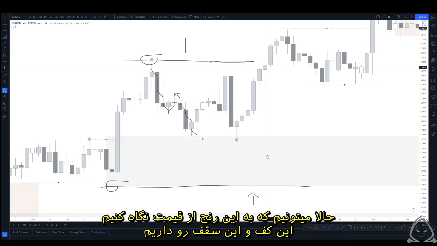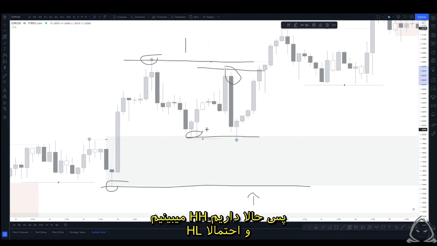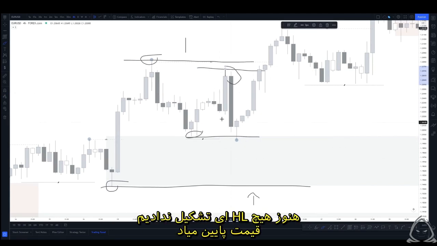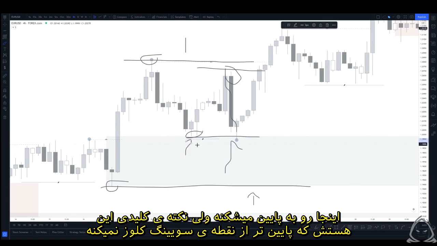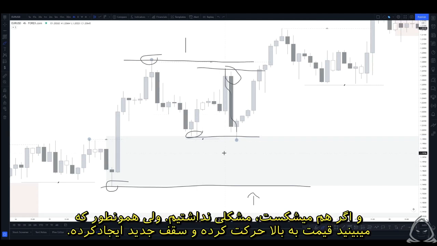So what we can then do is look at this range in price, because now we have our low and our high. So we're now starting to see higher highs and potentially higher lows. We haven't actually formed any sort of higher low yet. You can see price does come down. It does break lower than this, but the key thing here is that price doesn't actually close below that swing point. And even if it did, it's not a big issue.